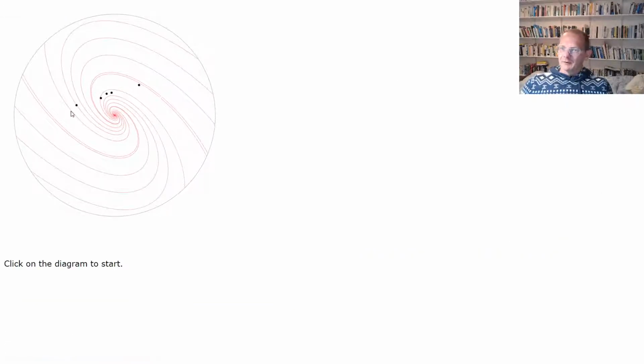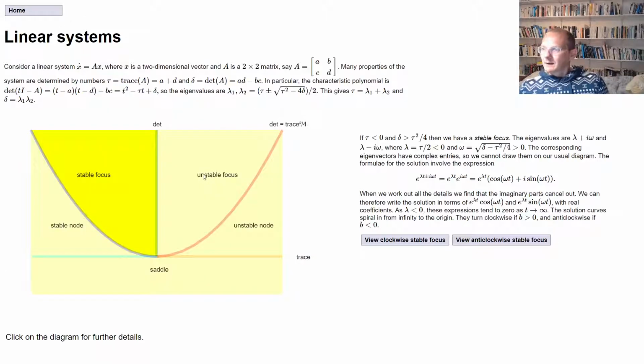It's also possible, a different kind of solution, that you might spiral in anti-clockwise. That depends on the relative signs of the entries in the matrix. Not going to explain the rule for that here. Okay, so that was the stable focus case.